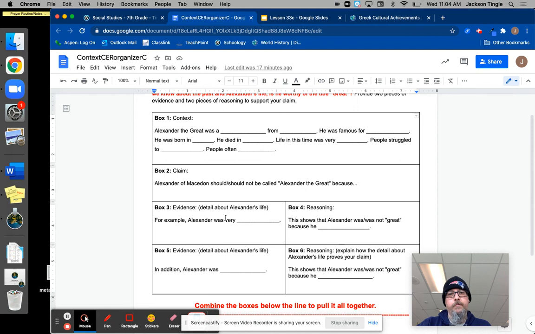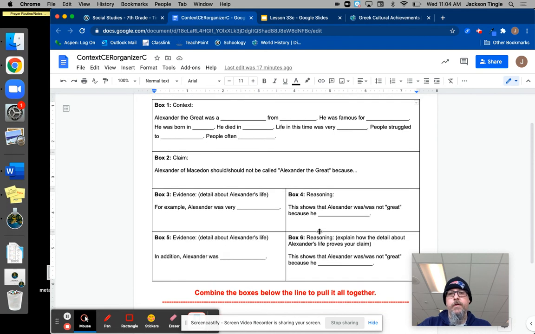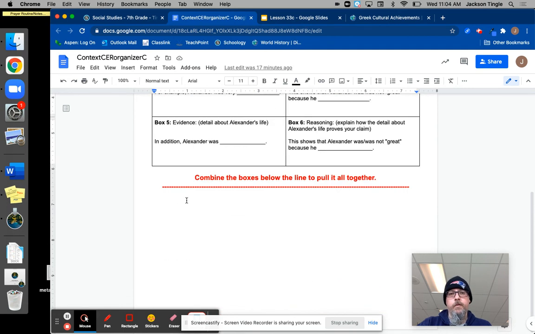When you are all done, copy and paste each part into a paragraph right here. You'll have all of your work ready to go. All you have to do is put it together.